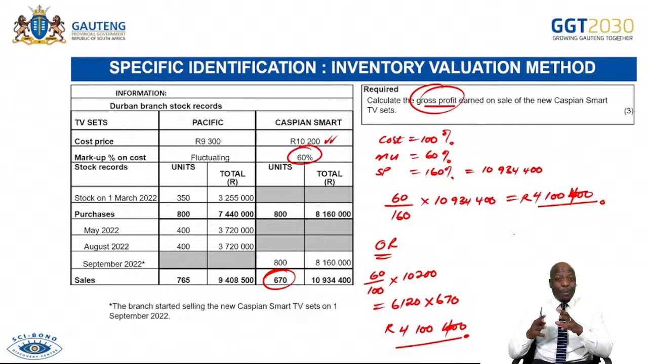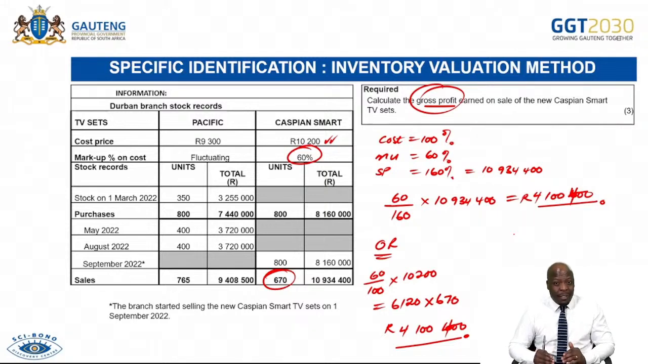Okay, I hope there's someone here who's saying, Mr. Simbi, I can't wait for the junior exam because now I know how to do the specific identification method. I know the weighted average method. And I am hoping that you're going to continue practicing because May is just a few days away. And in the month of May, we're going to be writing paper 1 as well as paper 2.